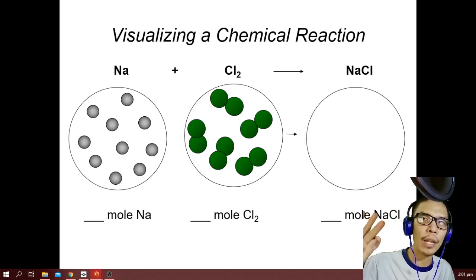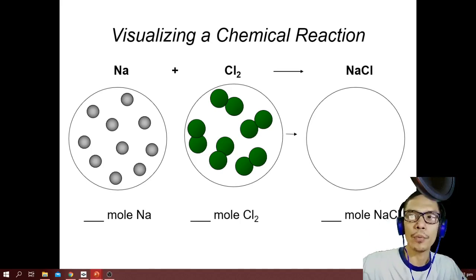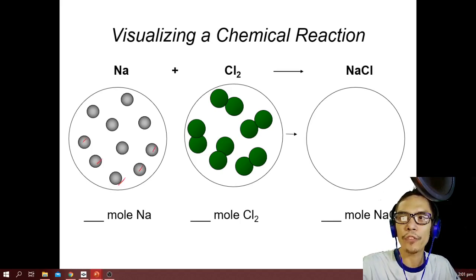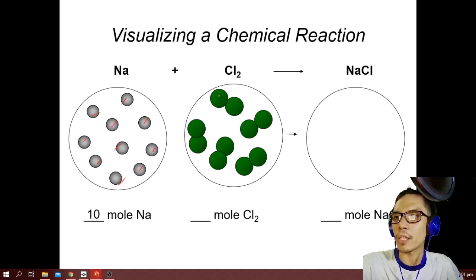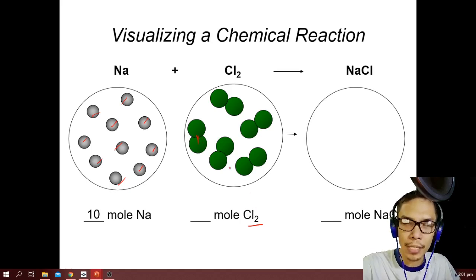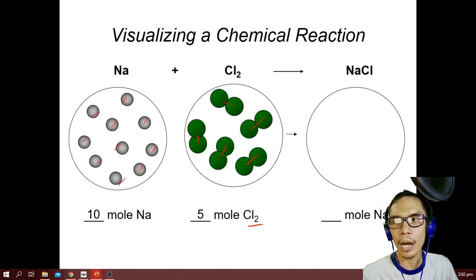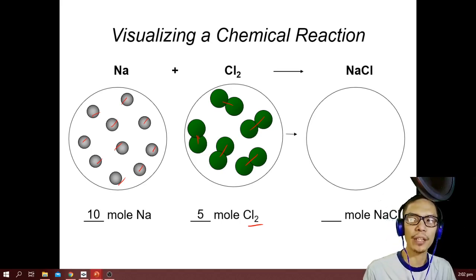Next one. I have right here sodium and chlorine, and they will likely form sodium chloride in the process. So, how many moles of sodium do we have right here? And how many moles of chlorine do we have? And how many moles will be formed? We have 1, 2, 3, 4, 5, 6, 7, 8, 9, 10, so we have 10 moles of sodium. How many moles of chlorine? Chlorine exists in diatomic form, so it is Cl2, chlorine gas. We have two chlorine atoms combined. We have 1, 2, 3, 4, 5, so we have 5 moles of chlorine, or 5 moles of chlorine molecules.